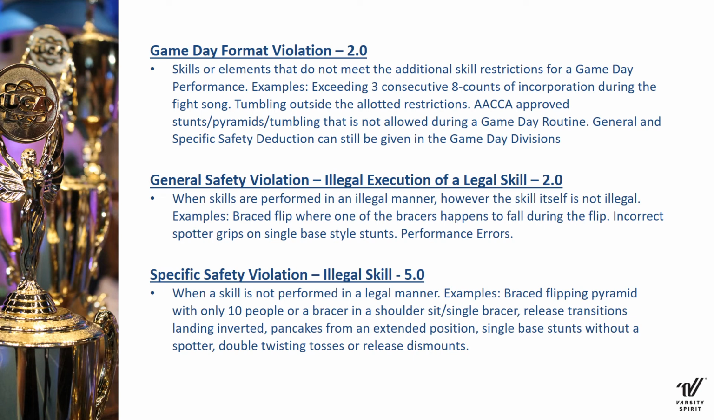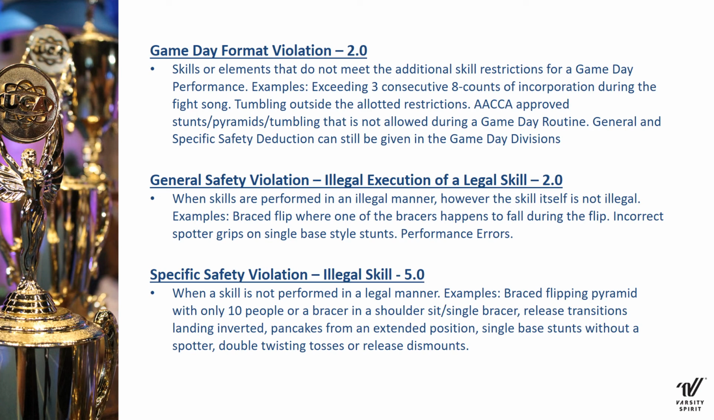General safety violation is when a skill is performed in an illegal manner, however the skill itself is not illegal. This would include brace flips where only one of the bracers happens to fall during the flip, incorrect spotter grips on single base style stunts, or performance errors. Those 2 violations are worth 2 points.